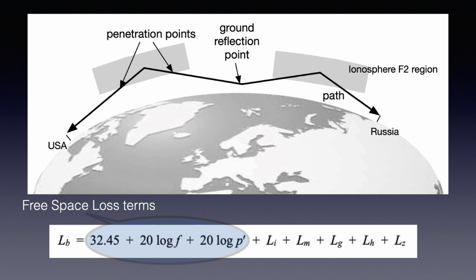Then there's a distance term. If the path was short and in a straight line through the troposphere, the loss would be 20 log d, the distance between the stations. But in the 2-hop case, it's p prime, the total length traveled, up into the F2 region, down, back up, and down again to the receiver. In this example, let's say it's 9,000 kilometers, a loss of 79 decibels.